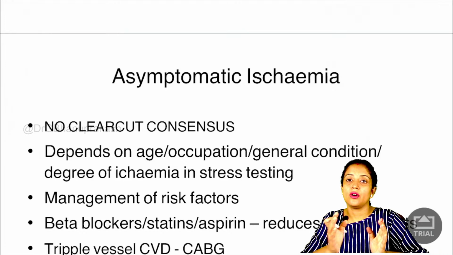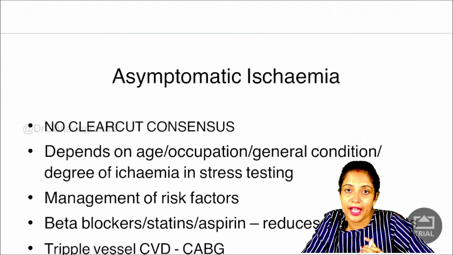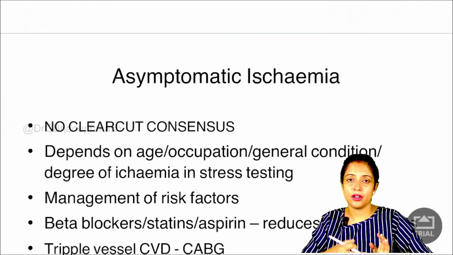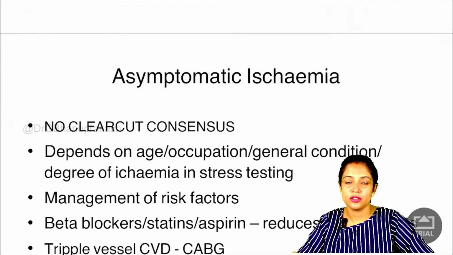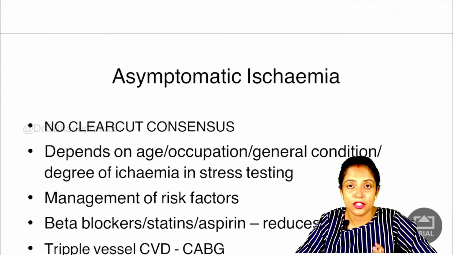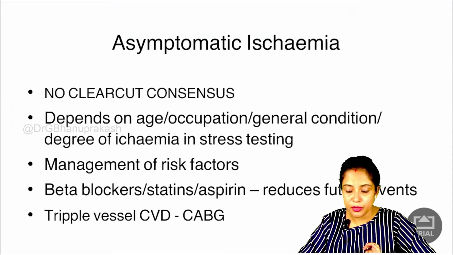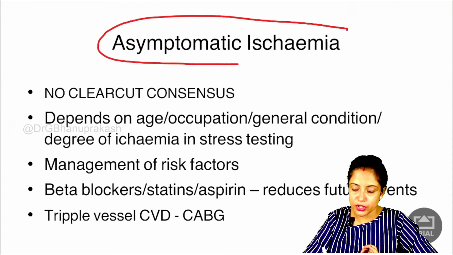Now, this was all about unstable angina and NSTEMI, non-ST elevation MI. I have talked about the clinical features, then I have talked about the diagnosis, everything. Now, a little bit about asymptomatic ischemia. It's also a very important thing.